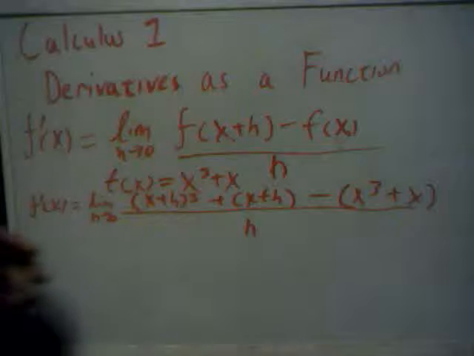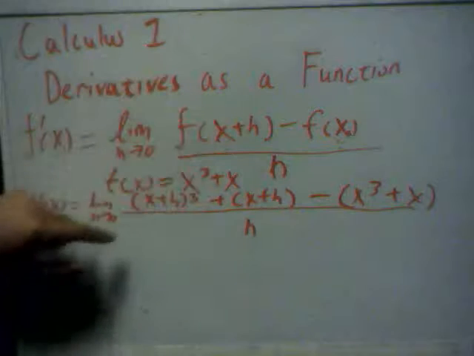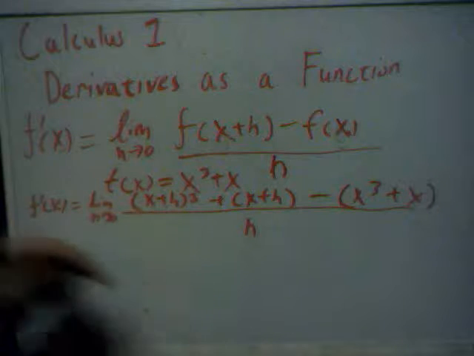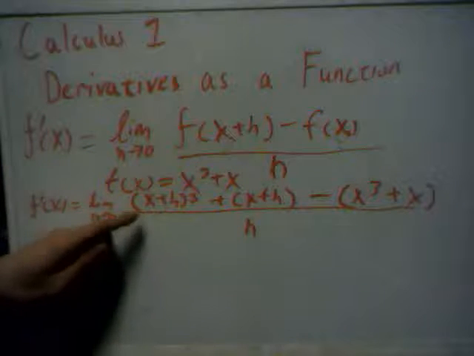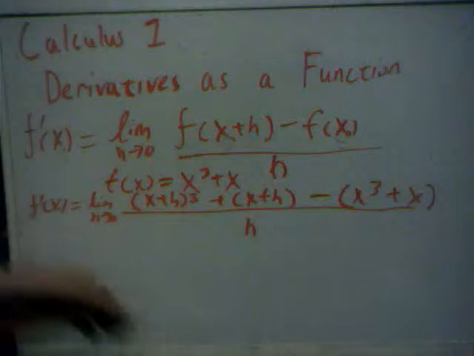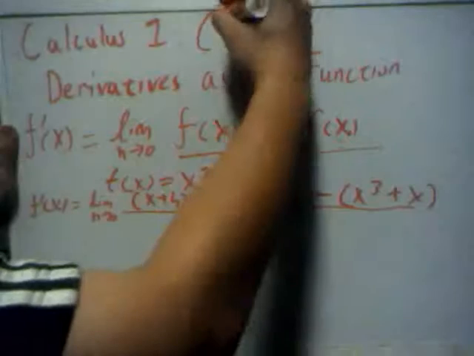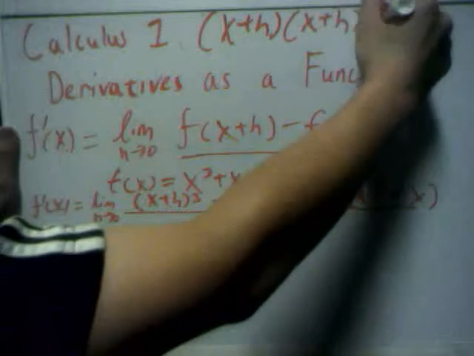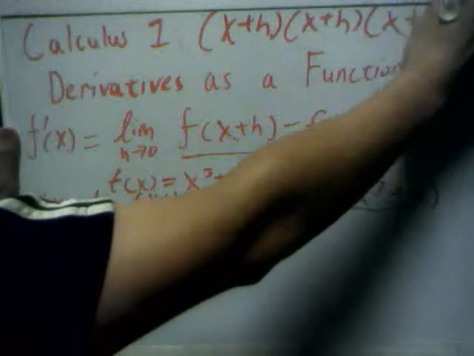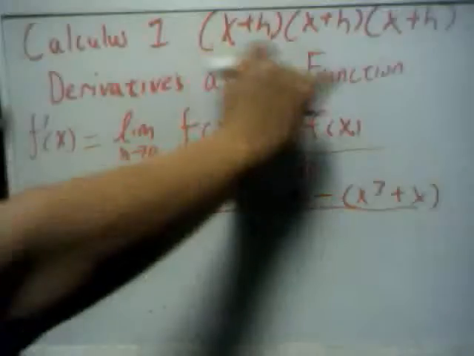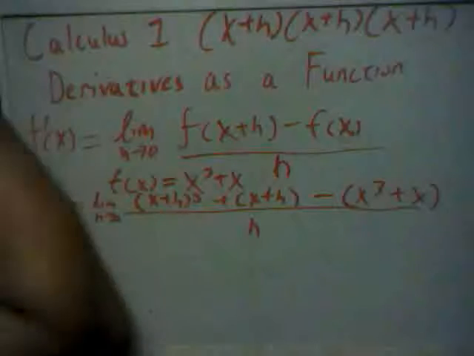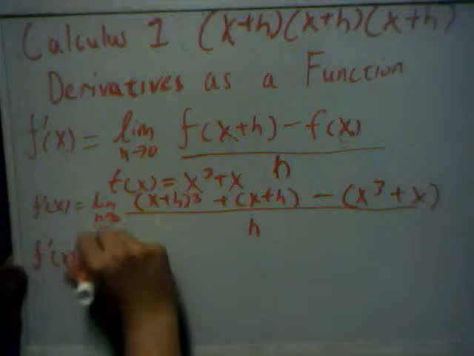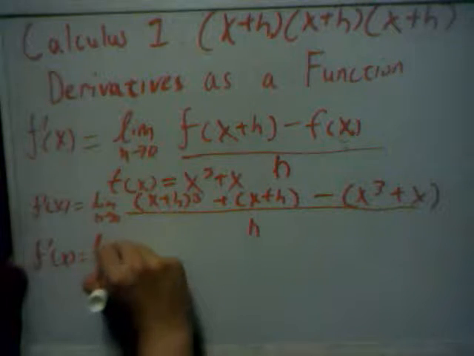Now, it seems that all I did was make this function a bit more complicated. So how is this going to help me find the derivative of x cubed plus x? Well, notice here that (x plus h) cubed is simply a shorthand way of writing (x plus h) times (x plus h) times (x plus h). So if you multiply all of this out, you should get a new function, f prime of x is equal to the limit as h approaches 0.